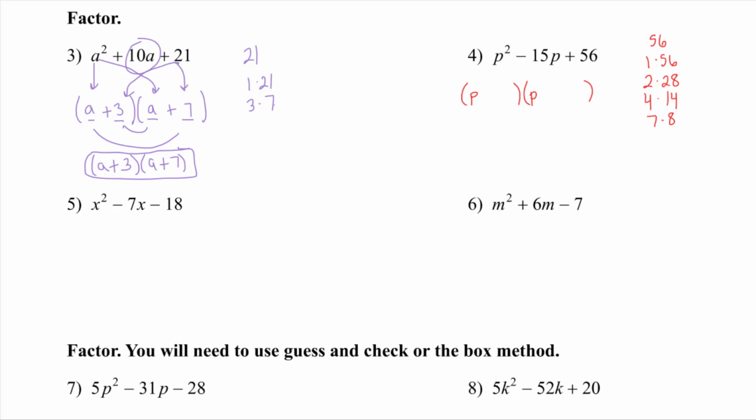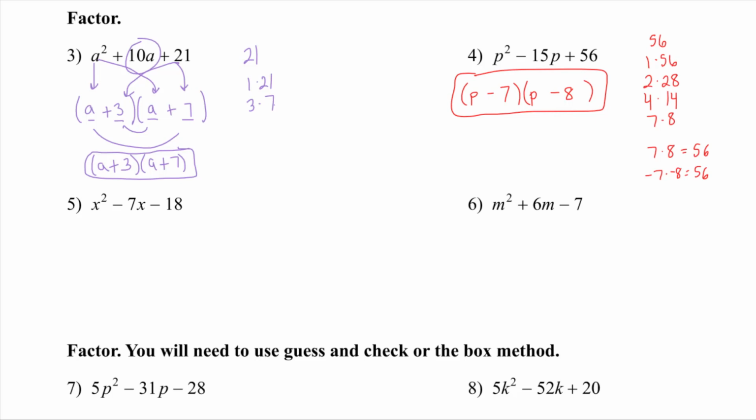So we want to multiply to get a positive 56, but we want to add to get a negative 15p. And so that means that our 7 and our 8 both need to be negative. Because in order to multiply to get a positive, we either need 2 positives or 2 negatives, right? 7 times 8 equals 56, and negative 7 times negative 8 equals 56, because these negatives cancel out. But 7 plus 8 is 15, and negative 7 minus 8 is negative 15. So we want those 2 negatives there.